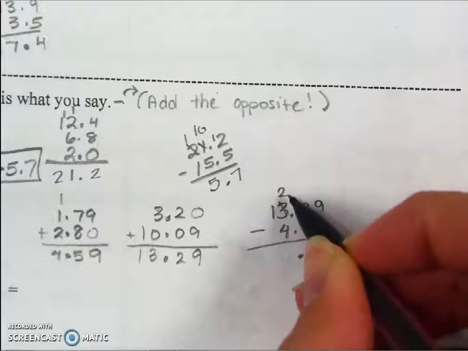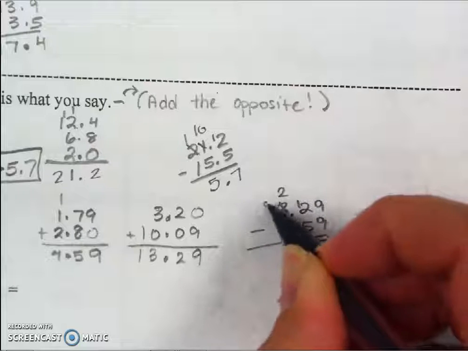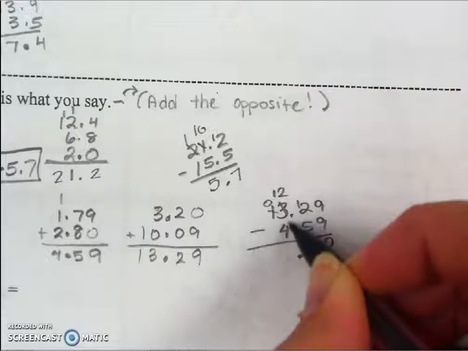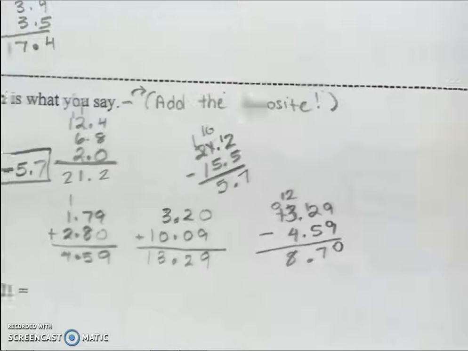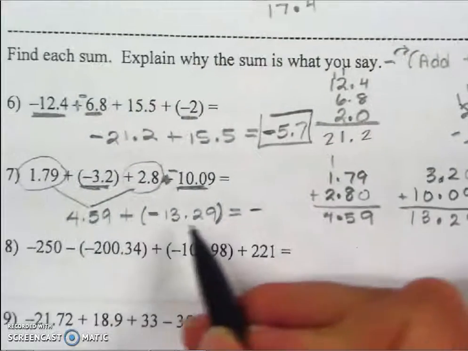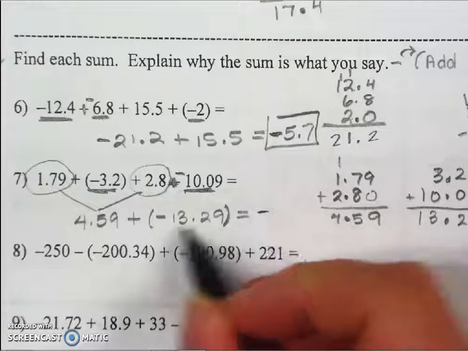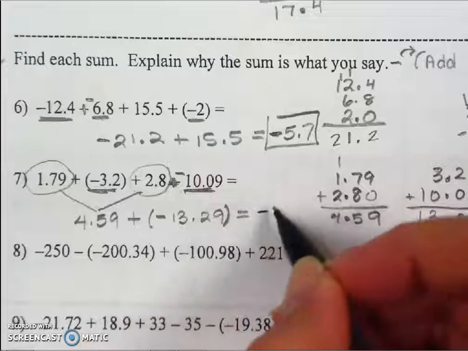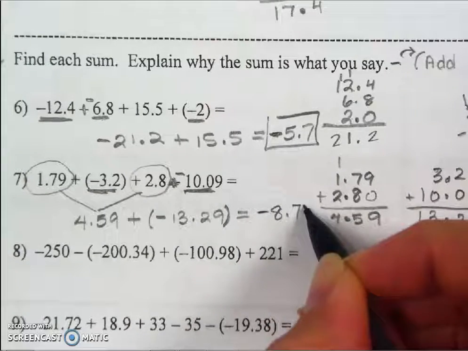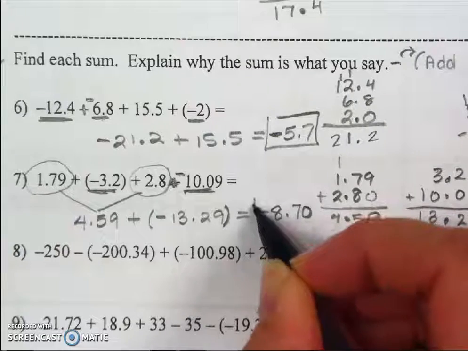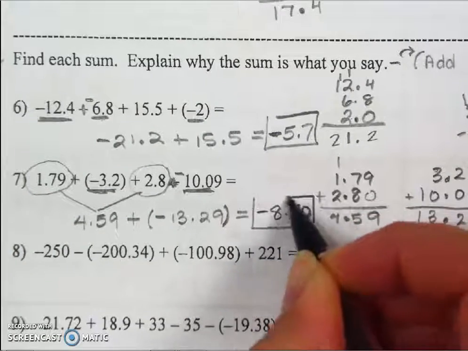Again, I can't take 4 from 2, so I borrow and make that 12. 12 minus 4 I can do. That gives me 8. So the difference there is 8.7 or 8.70. So let's write that over here now. Our final answer, we knew we had more negatives, and so our answer would be negative 8 and I'll go ahead and write 70. We don't technically need that 0 on the end, but let's go ahead and write it there anyway.